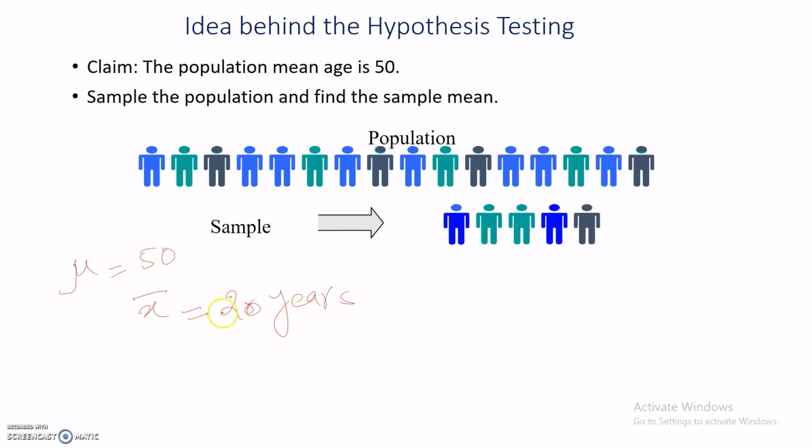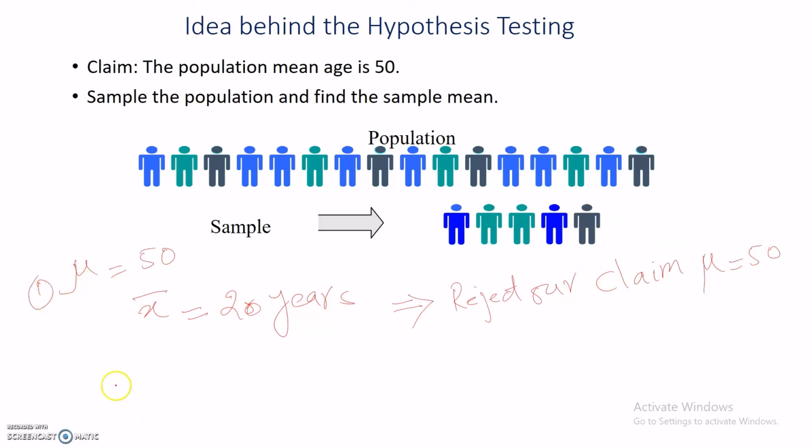Now this 20 years is way away from the 50 years, right? So our sample data do not support our claim, so we reject our claim. In this situation, we reject our claim that mu, the mean age of this population, is 50. That's one scenario.